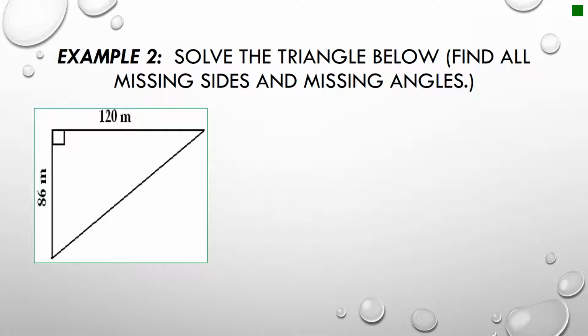Okay, so example 2, solve the triangle below. That means find all missing sides and missing angles. This one's just one step further because we have to find the missing side as well. Now, there's a multitude of ways to do this, so you might do it differently than I. So I want you to try this out on your own and see if you can get the same answers as I do.